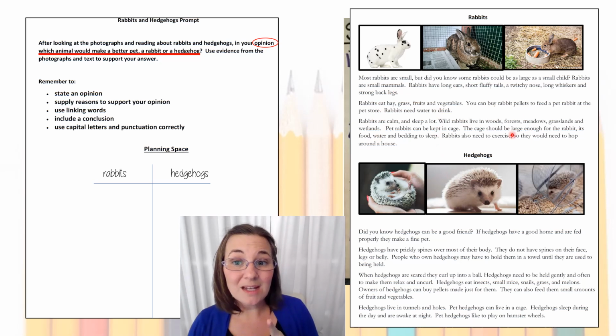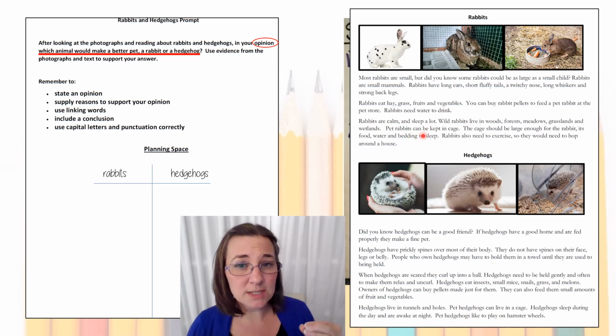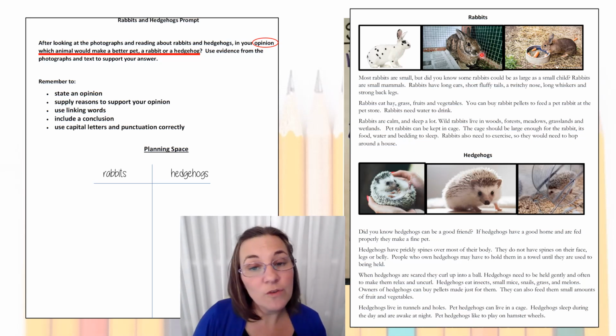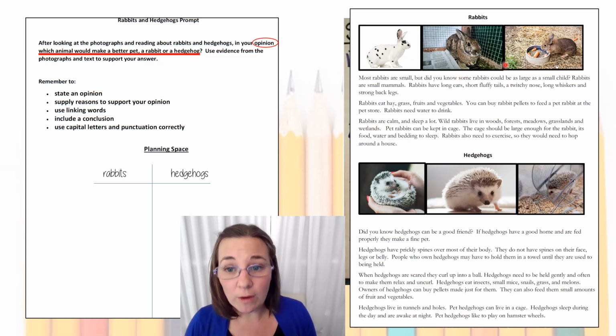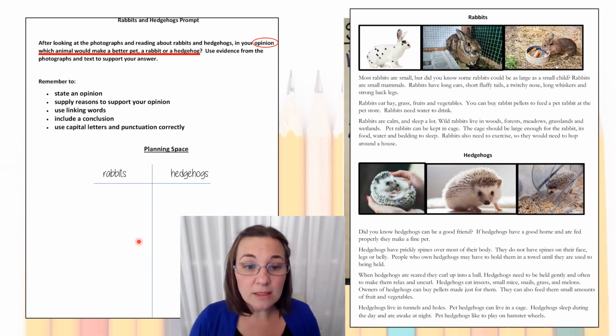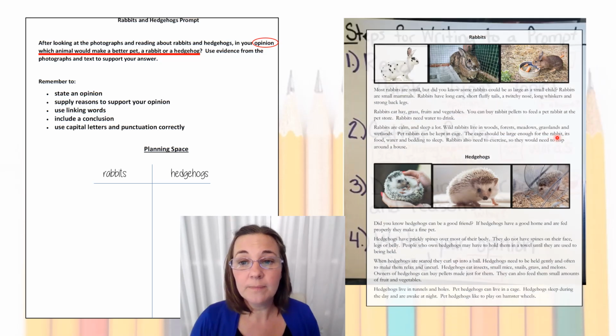You are going to read each section and look carefully at the photographs. You're going to jot information about rabbits on this side and information about hedgehogs on this side. Remember, even if you can't read every part of this text, it's okay. Read the parts that you can read and study the photographs. You can still get true, good information from the photographs and the parts of the text that you read. So you're going to jot those facts about rabbits here and the facts about hedgehogs here.